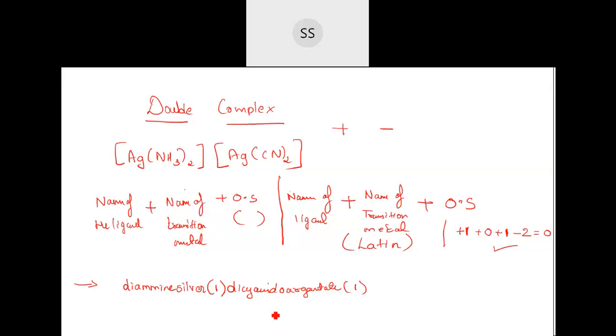Why I checked here is that some metals have 2 oxidation states. When they have 2 oxidation states, then you have to find out with permutation and combination which will go correctly, and that oxidation state has to be written. Okay, yes, write this down now. For double complex, this is the 4th category.